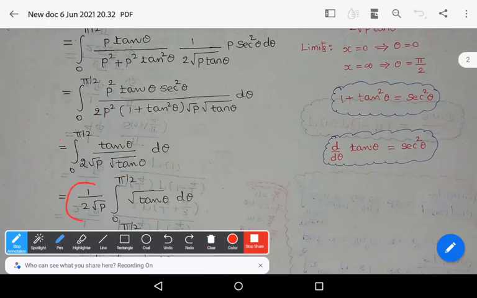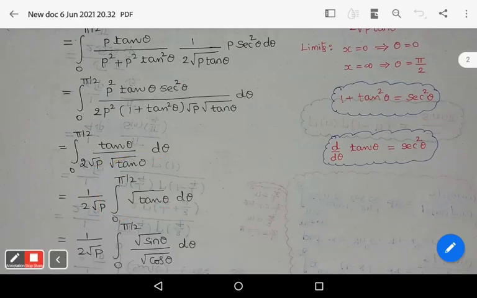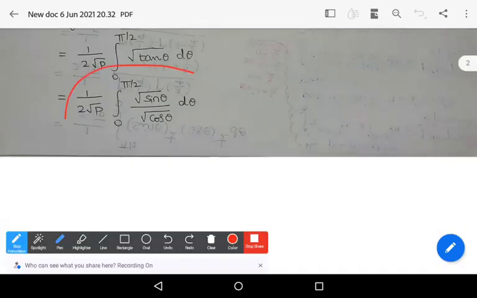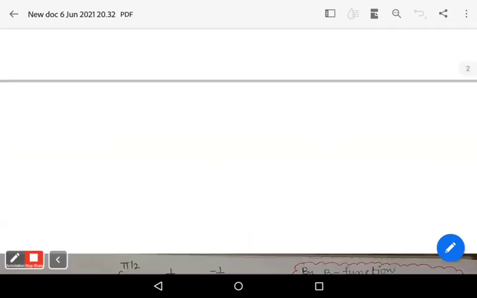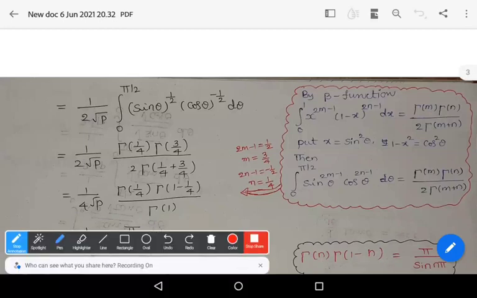So you can write 1 by 2 root p outside the integral. So integral 0 to pi by 2 square root of tan theta d theta, which is nothing but 1 by 2 root p integral 0 to pi by 2 root tan theta, which can be written as root sin theta by root cos theta d theta. That is nothing but 1 by 2 root p integral 0 to pi by 2 sin theta whole power 1 by 2 cos theta whole power minus 1 by 2.